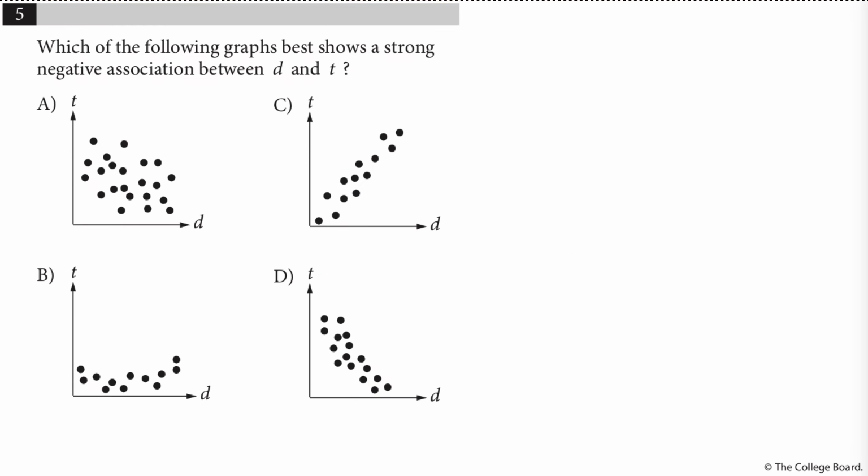All right, give this problem a shot. All right, so a little bit of statistics here. Which of the following graphs best shows a strong negative association between D and T?